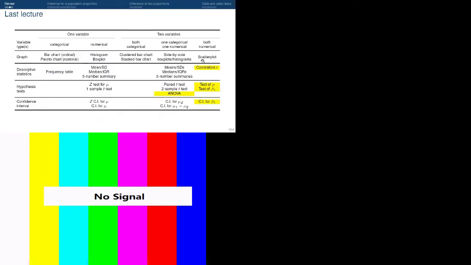All right, so it's just a summary of what we covered last week, and what we're going to be looking at this week is hypothesis test for one categorical variable, a confidence interval when we have one categorical variable, and then also a confidence interval when we have two categorical variables.